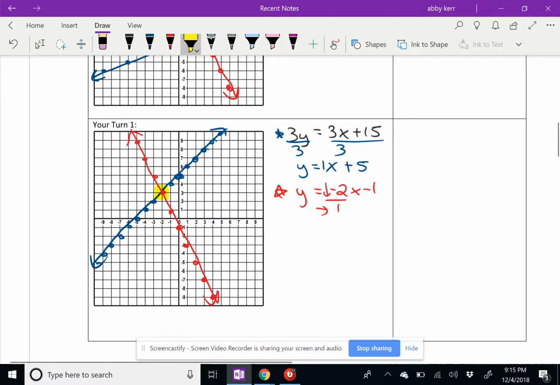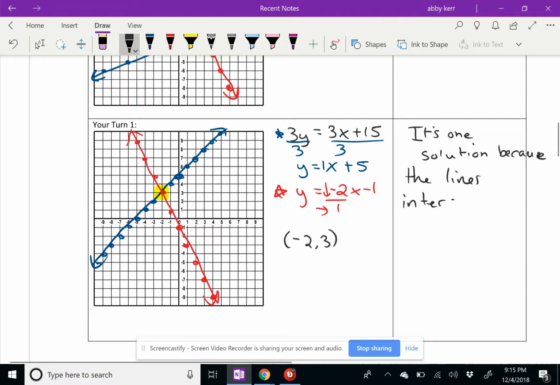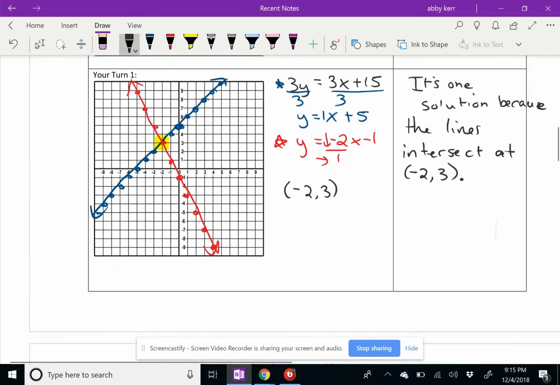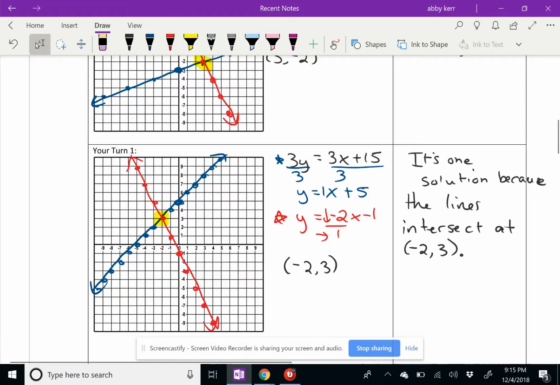These two lines intersect, and that ordered pair is -2, 3. So you can once again say it's one solution because the lines intersect at -2, 3. So that is what a one solution will look like.